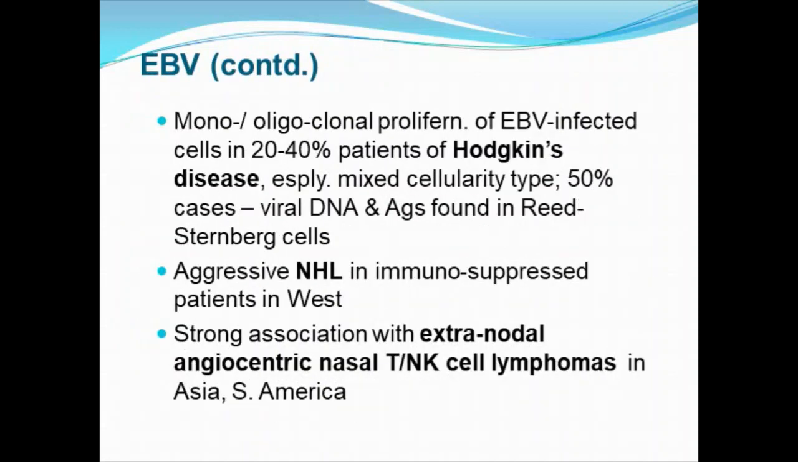Mono or oligoclonal proliferation of Epstein-Barr virus infected cells occurs in 20 to 40% of patients of Hodgkin's disease, especially mixed cellularity type. In 50% of cases, viral DNA and antigens are found in Reed-Sternberg cells. Aggressive non-Hodgkin's lymphoma may occur in immunosuppressed patients in the West, and the causative agent is Epstein-Barr virus. There is a strong association of Epstein-Barr virus with extranodal angiocentric nasal T NK cell lymphomas in Asia and South America.